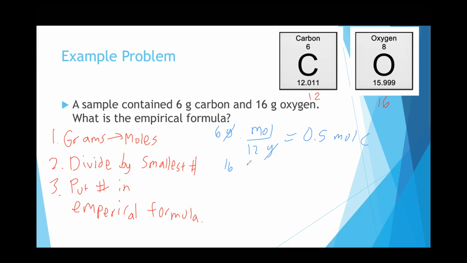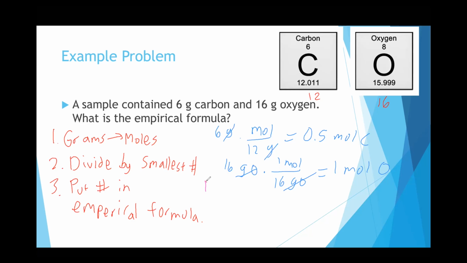And similarly, 16 grams of oxygen. So 16 grams oxygen, 1 mole. We notice that the grams of oxygen cancels on the top and bottom, and we're left with 1 mole of oxygen. That's step 1. Step 2, we divide by the smallest number.